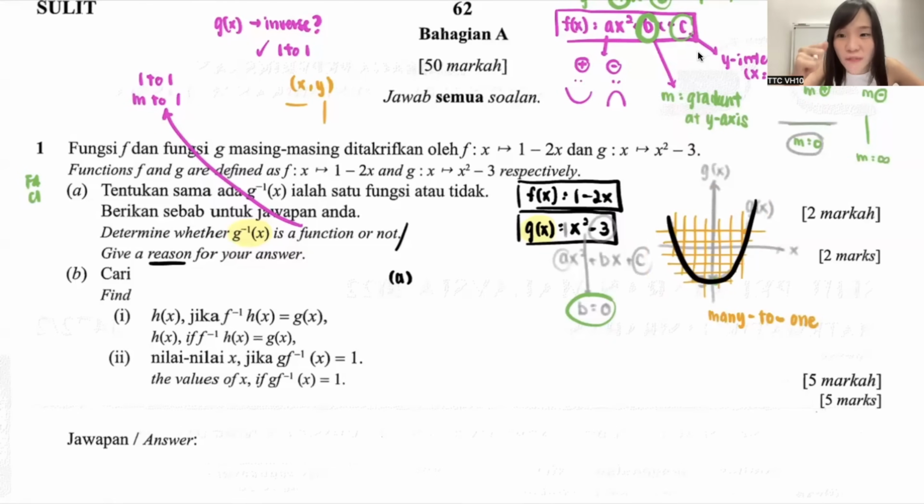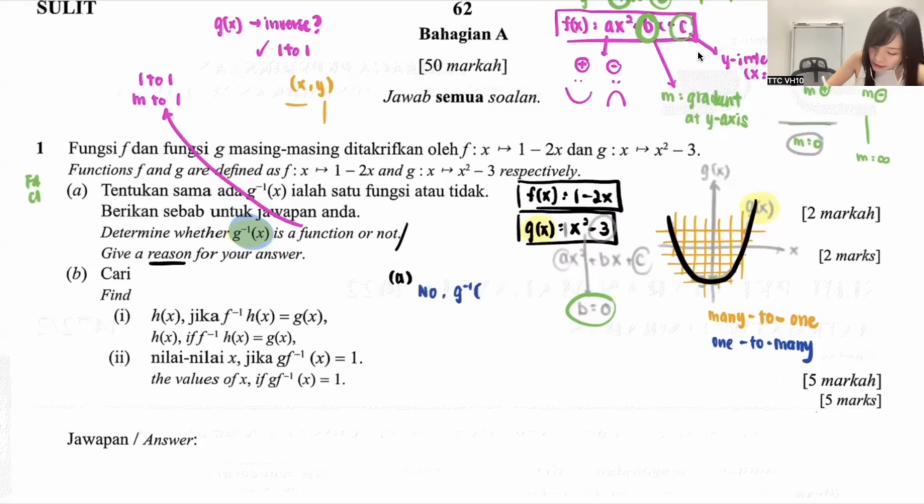So guys, if this graph is many to 1, is it a function? Maybe you tell me, yes, teacher. No, remember, I'm drawing for g(x), but now you're asking me g inverse x. So my dear, inverse is what? Terbalik, reversed. So if my g(x) is many to 1, then your inverse will be 1 to many. So is 1 to many a function or not? No. So how do you answer it? You're going to say g inverse x is not a function. There you go, 1 mark.